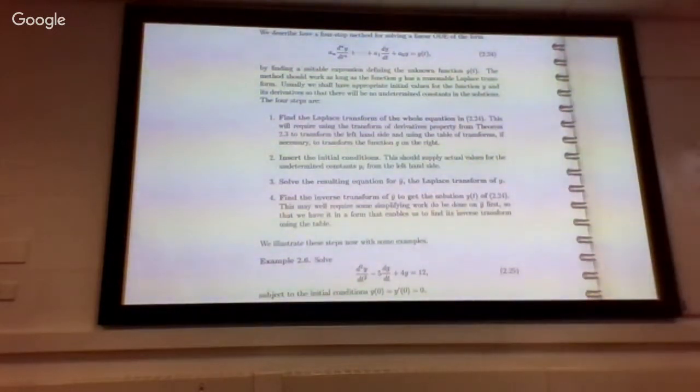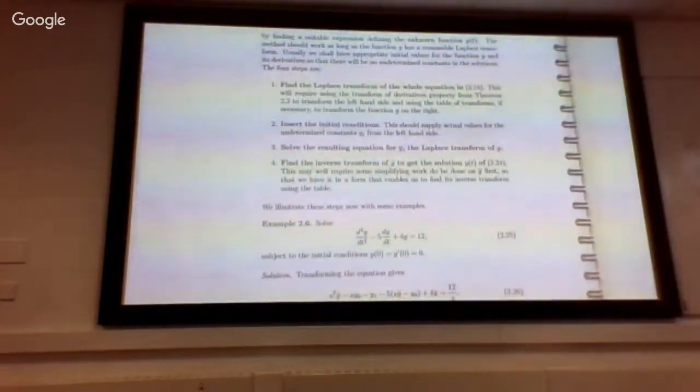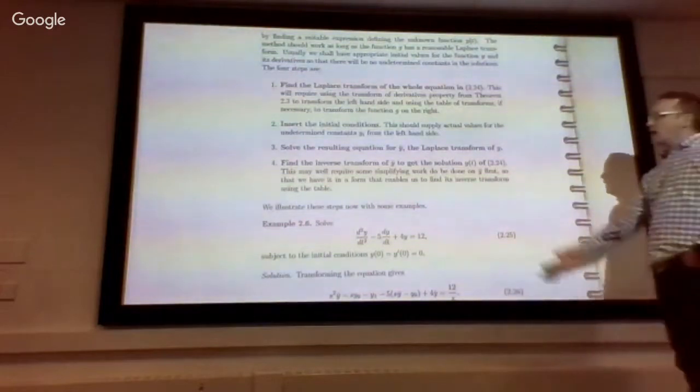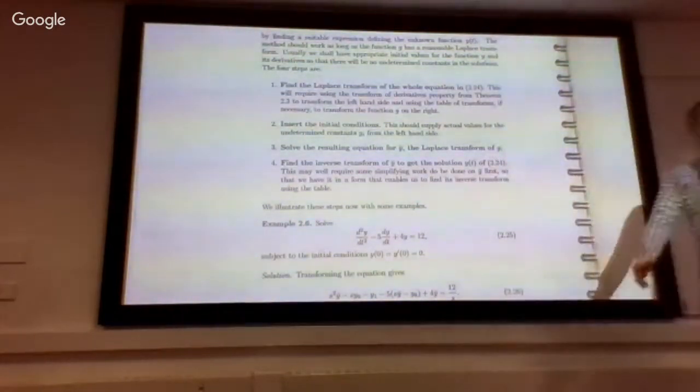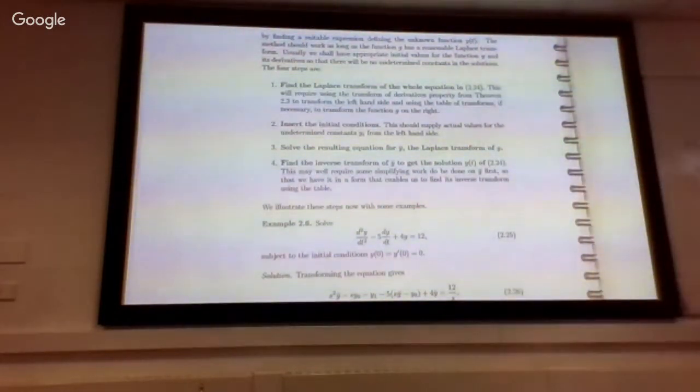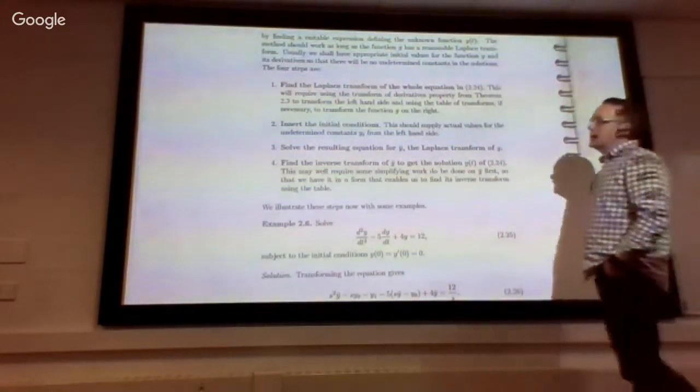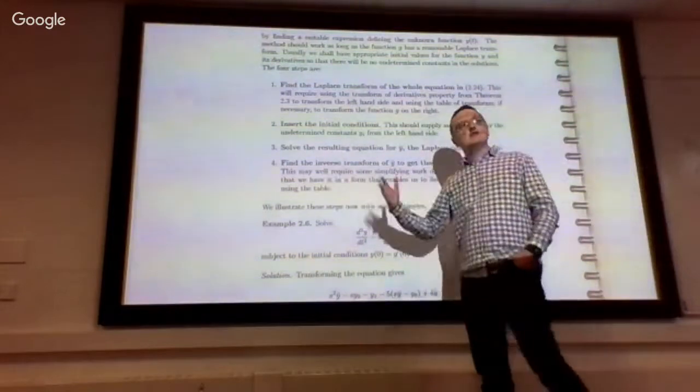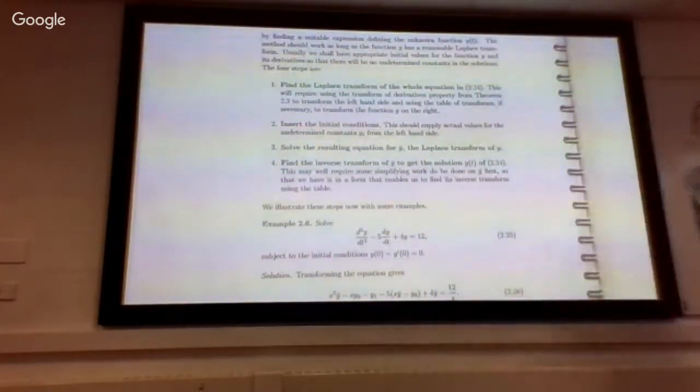If you solve the transformed equation, you get an expression for y bar as some kind of function of s, typically a rational function, a ratio of polynomials, or some combination of those functions. And then the final step is simply, well, simply in quotes, to take the inverse transform.